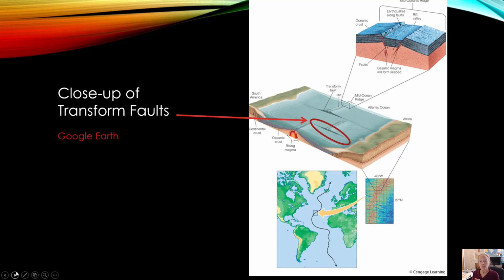Transform. Now here's our San Andreas. Transforms are a little bit more complicated. These pictures they're showing you look so neat, but number one, the world's not that neat. And number two, the world is a sphere. It's not actually flat. So even with the mid-Atlantic spreading ridge, like they're showing you down here at the bottom, if I have a chance, I'll show you this on Google Earth, because Google Earth shows you the bathymetry of the Atlantic Ocean, and you can see the transform faults pretty nicely there.